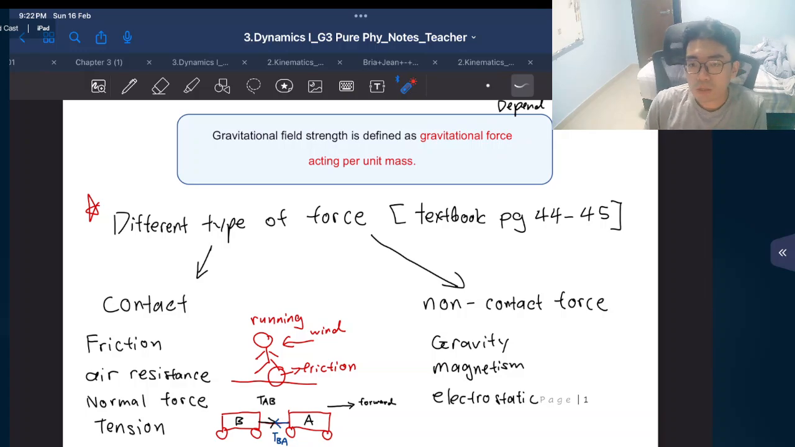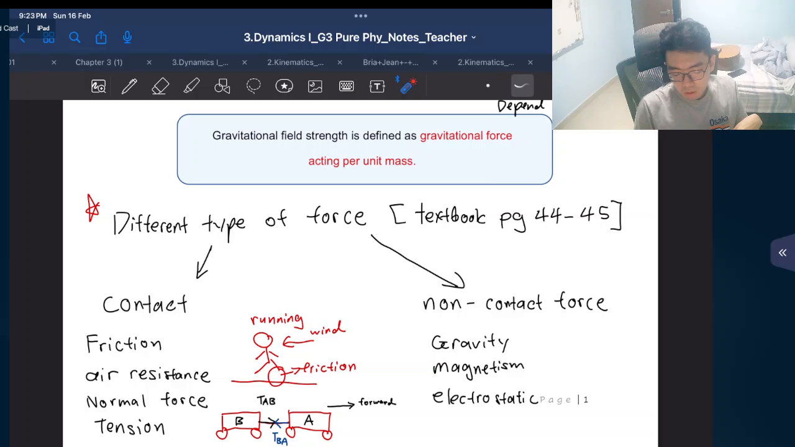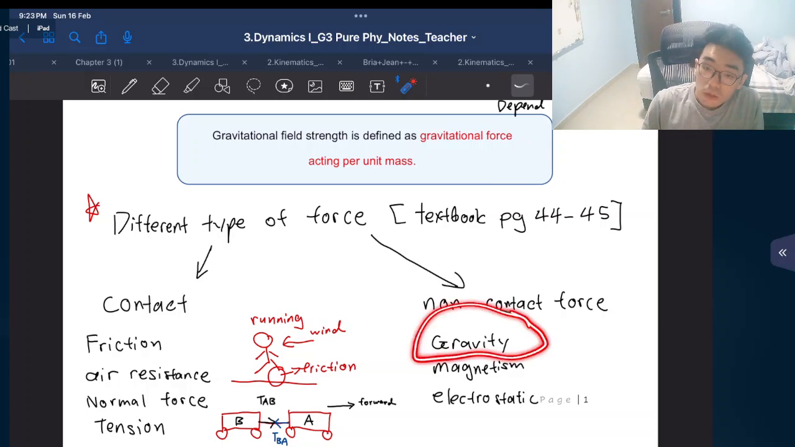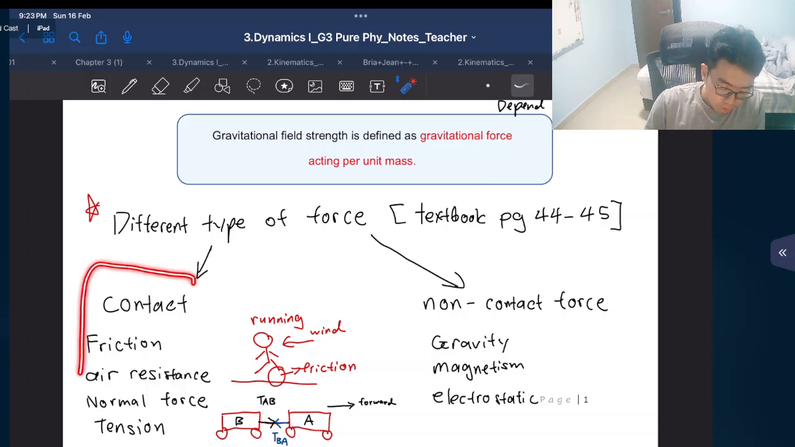For this one I would say you take a look at your textbook. It gives you quite a comprehensive description of the various types of force that you need to know. Textbook page 44 to 45. For non-contact force, the most common one will be gravity. This one you probably see every time. Magnetism and electrostatic not so much, probably in the later chapters. For contact force, all four you need to know.